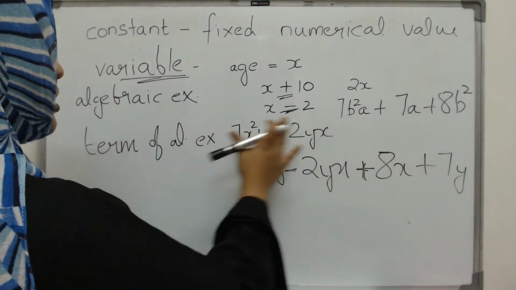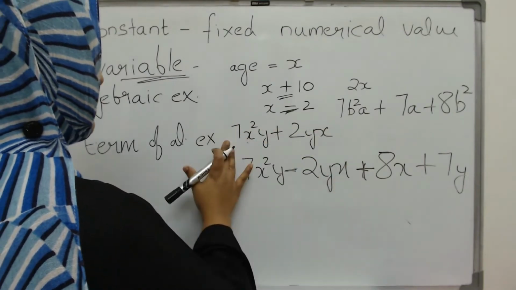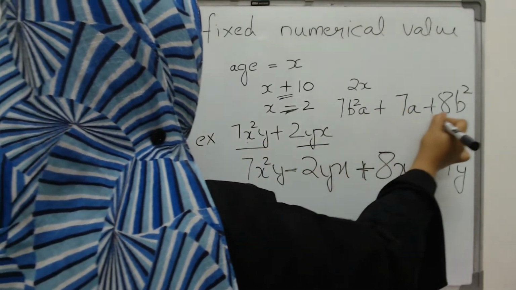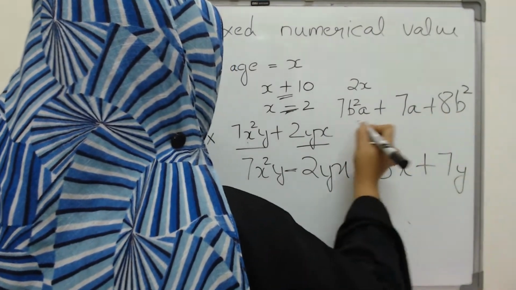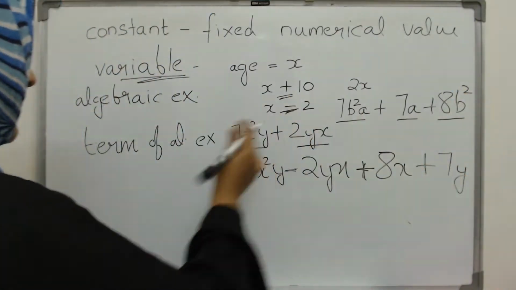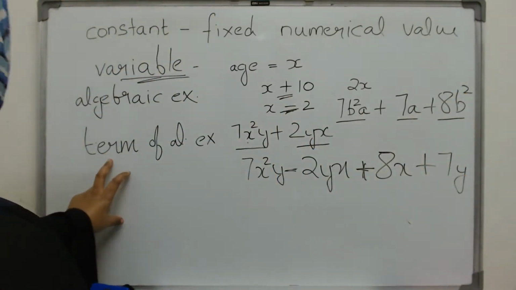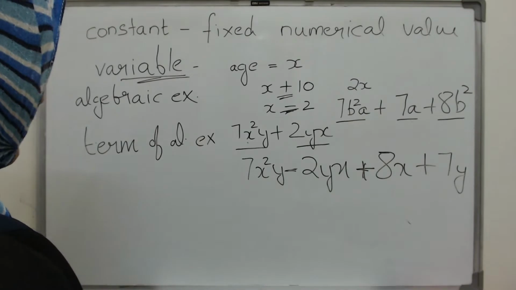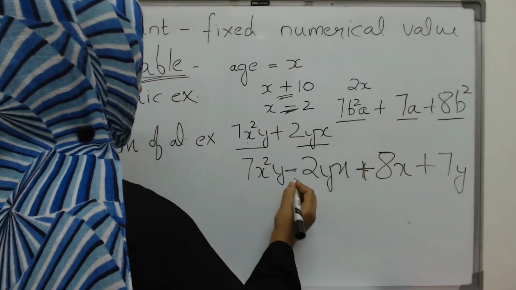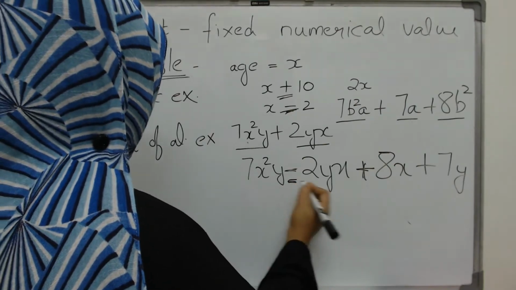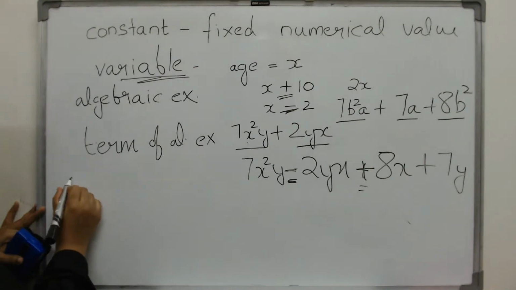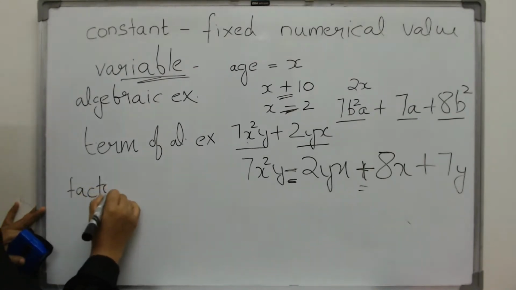What about this algebraic expression? How many terms does it have? One term and then two terms. How many do you think this algebraic expression has? 1 term, 2 terms and 3 terms. So that is the second thing we learned today. Terms of an algebraic expression are those quantities in the algebraic expression which are separated by a plus sign or a minus sign. And next thing we learned today are the factors of a term.